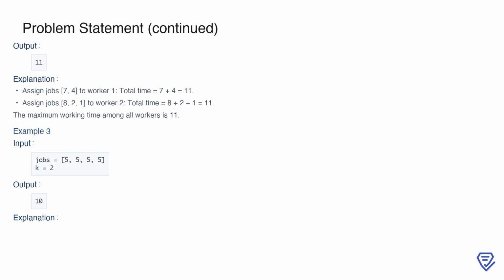In the second example, we have jobs equals [1, 2, 4, 7, 8], and k equals 2. Here, there are 5 jobs and only 2 workers. One way to distribute the jobs is to assign jobs 7 and 4 to worker 1, which gives a total time of 11 for that worker, and jobs 8, 2, and 1 to worker 2, which also totals 11. This ensures that the workload is balanced, and the maximum working time among the workers is 11. Therefore, the output for this example is 11.